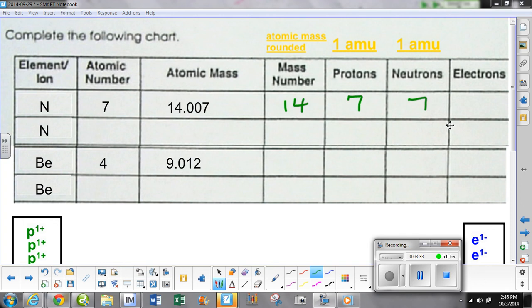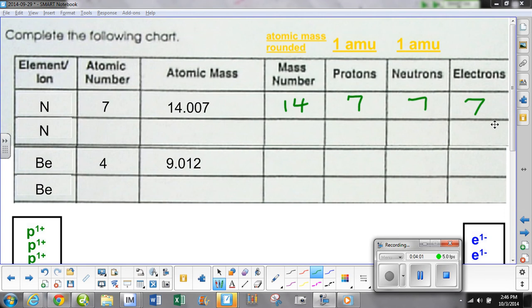And now what about the electrons? Same number as, now we go back to the atomic number. And notice that nitrogen has no charge up here, so we need to just leave that as exactly the same number. So that's basically what you're doing.